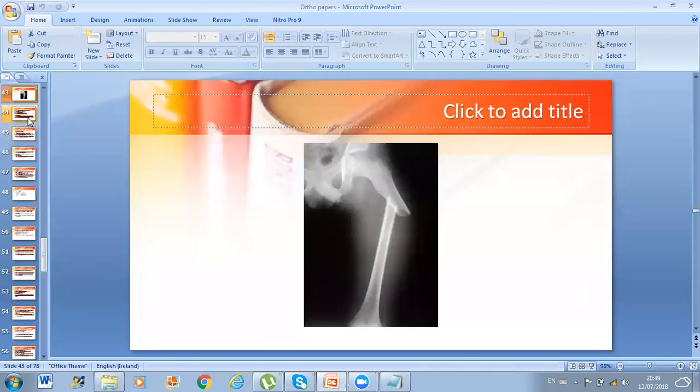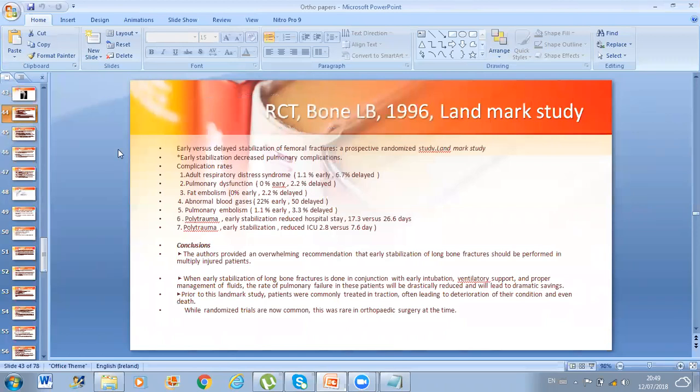So this is Bone et al. This is a randomized controlled trial, a landmark study from 1996. He compared early versus delayed stabilization of femoral fractures. He quoted that early stabilization decreases pulmonary complications. It reduces the risk of ARDS, pulmonary dysfunction, fat embolism, abnormal ABGs, pulmonary embolism. So he quoted that in any polytrauma patient, early stabilization is better than delaying it.